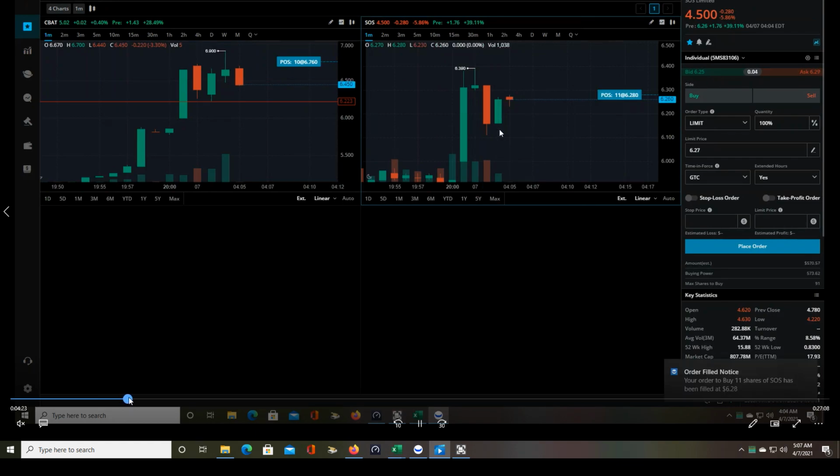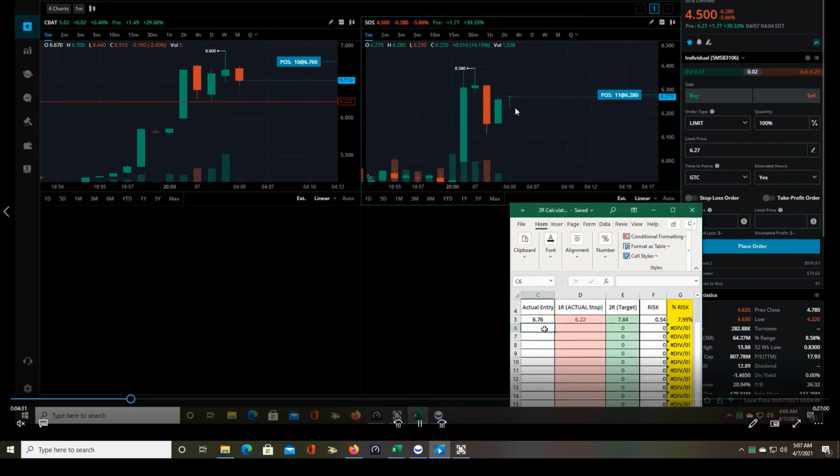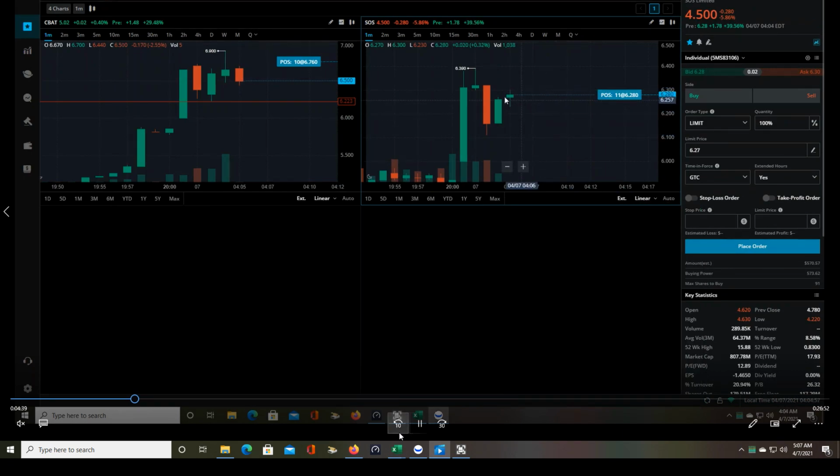Let's fast forward a little bit. There we go. Let's just see when that happened. There. So you see it kind of bounced up to 628. So that was enough to make me enter the trade. And then my stop loss is the low of that candle, which looks like was 615. So that gives me a profit target of 654.